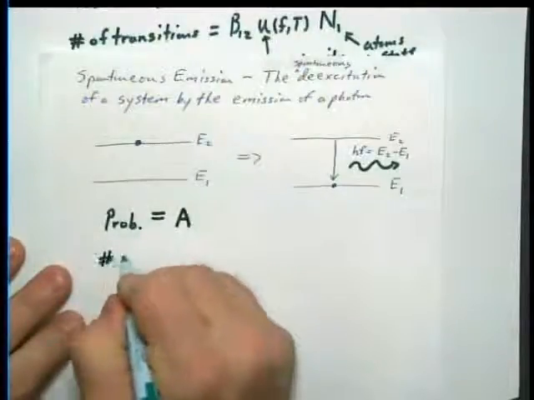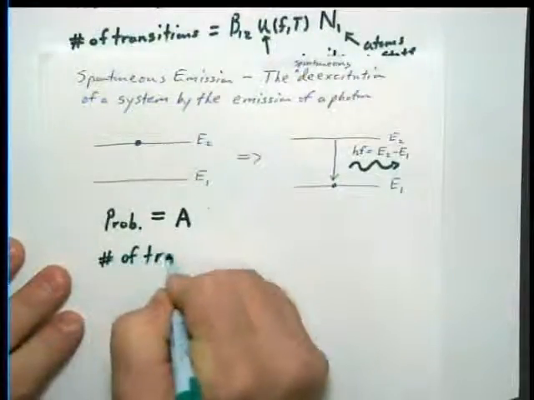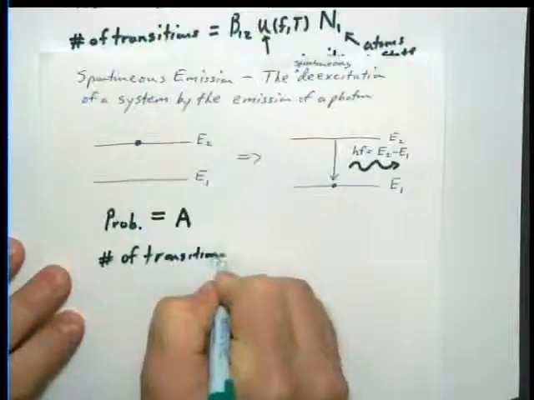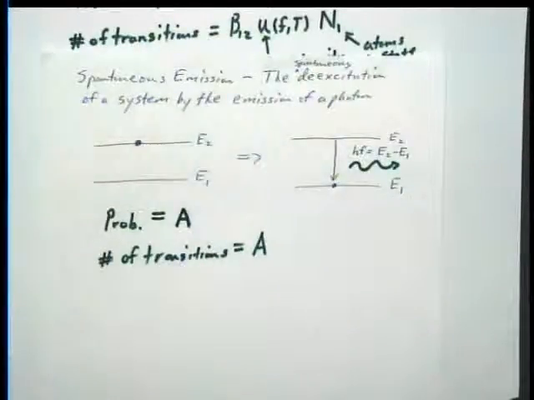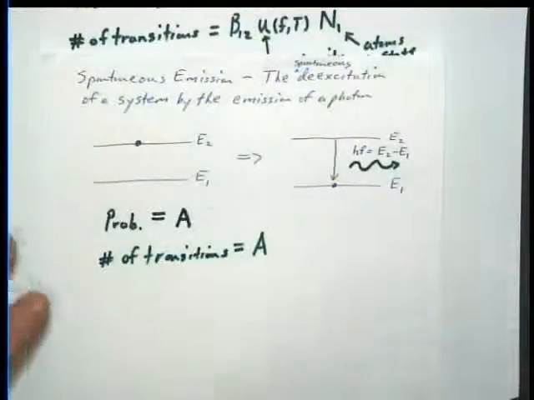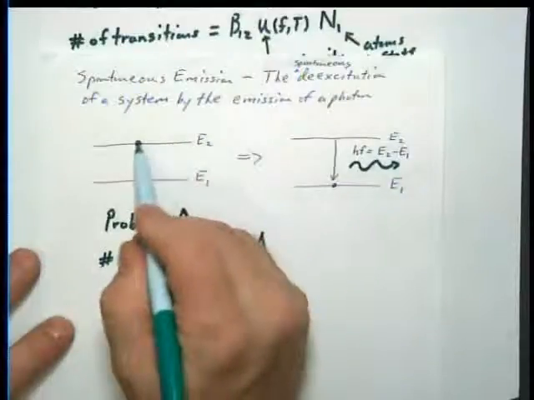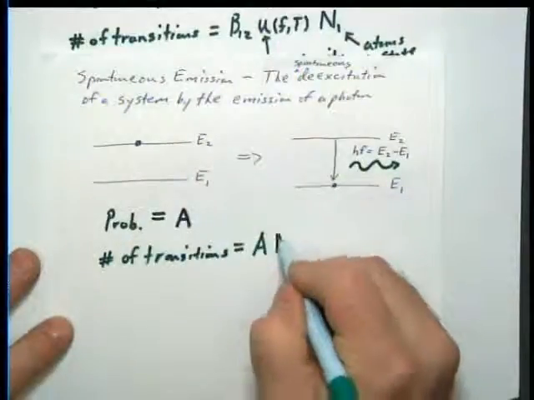The number of transitions. Well, it's going to depend on A. That's 1. Notice that no photon comes in. The B's are all connected to problems in which a photon comes in. There's no photon in this, so there's no U this time. Doesn't care if there are any photons. But it does depend on the number of guys up here, so it depends on N2.